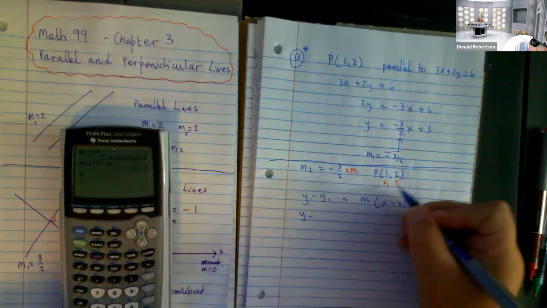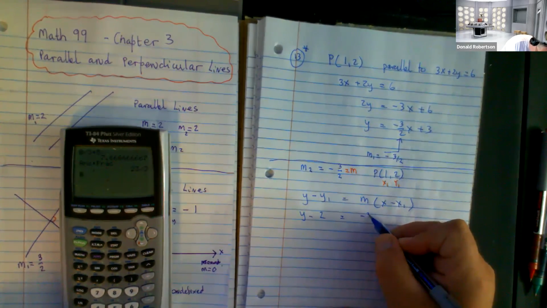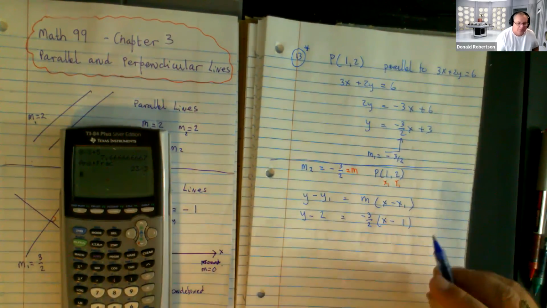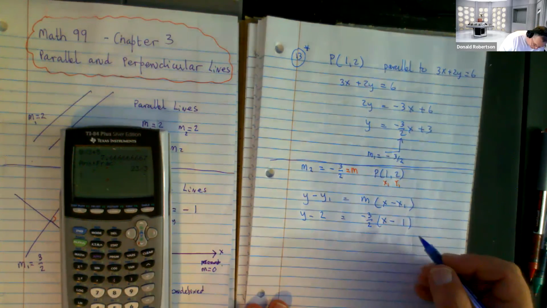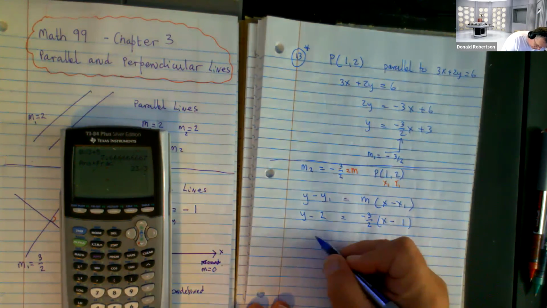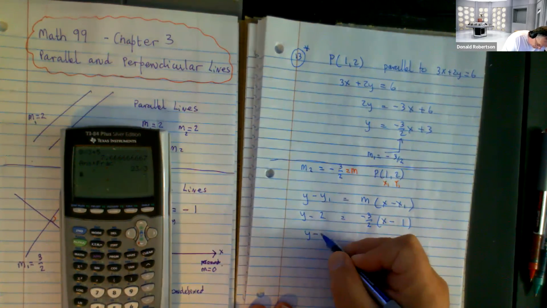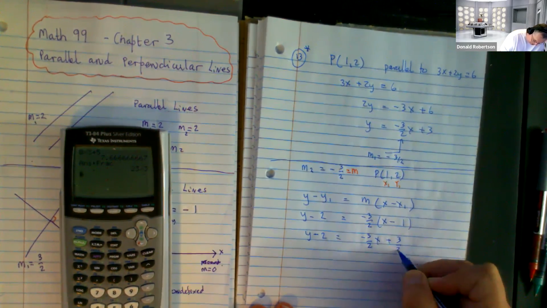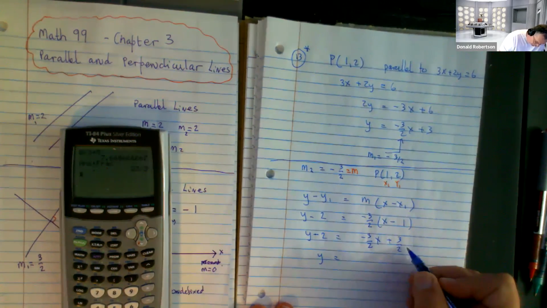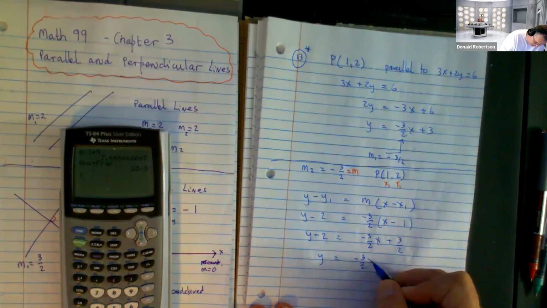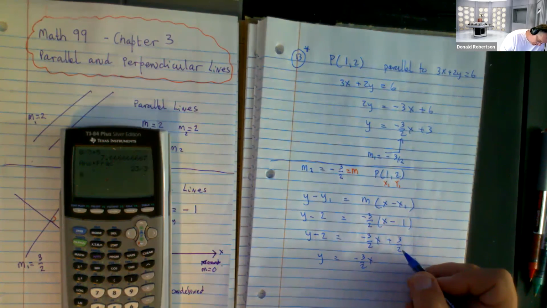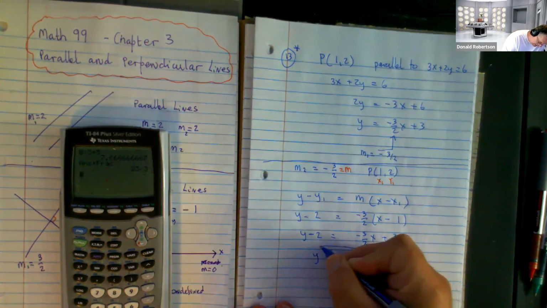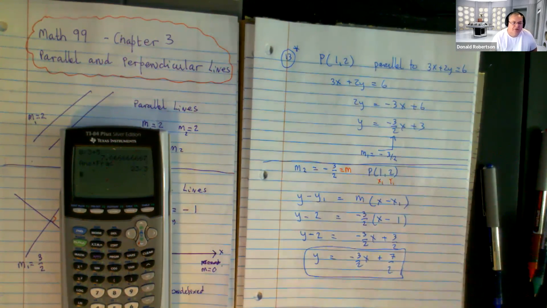So it's going to be y take away 2 is equal to negative 3/2 x take away 1. Strange. And what we get next, well, we'll distribute this fella. And then we will add 2 to both sides. And if you add 2 to that guy, you're basically adding 4/2, so that's 7/2. And we are finished.